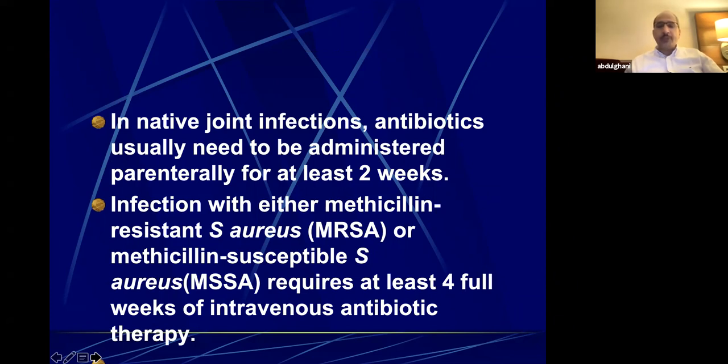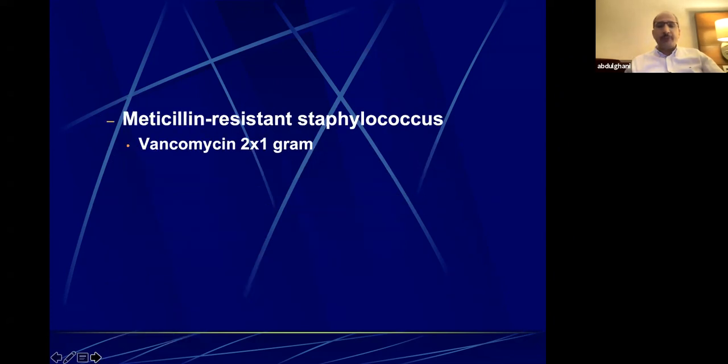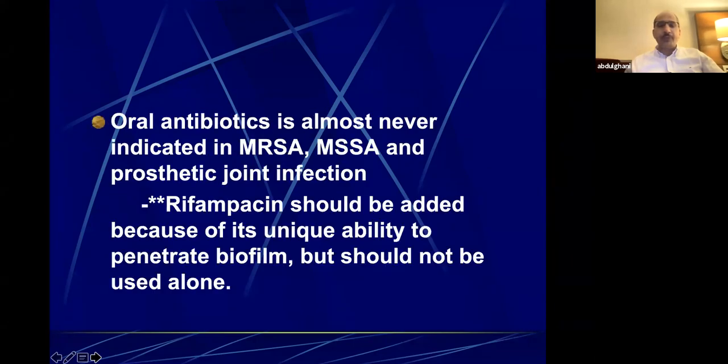Infection with either MRSA or MSSA requires at least 4 weeks of IV antibiotic therapy. MRSA should be treated by vancomycin 2 gram daily, obviously, but this is a very toxic drug. You have to monitor the level also, and RFT, and be sensitive about that. Oral antibiotic is almost never indicated in case of MRSA, MSSA, and prosthetic joint infection, whereas rifampicin, however, can be added, but this is not the only antibiotic.